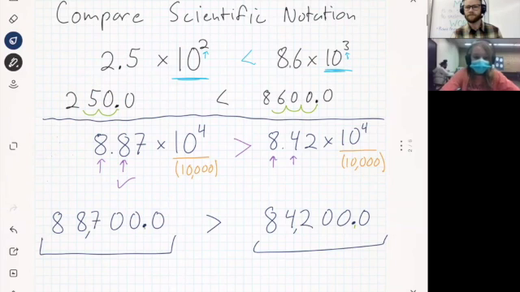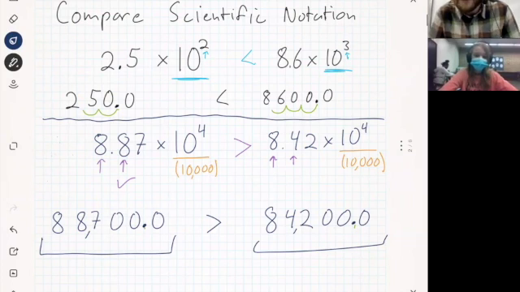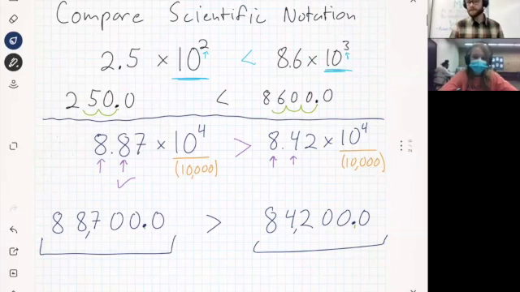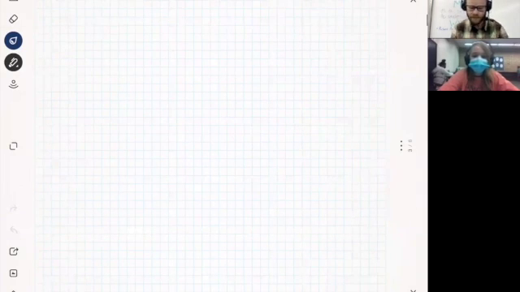Cool. So in scientific notation, if we're going to be comparing scientific notation, will we ever have fractions in the problems? In scientific notation, we won't really be dealing with fractions, since scientific notation is always a decimal number times your 10 to an exponent. But it could get a little bit trickier.